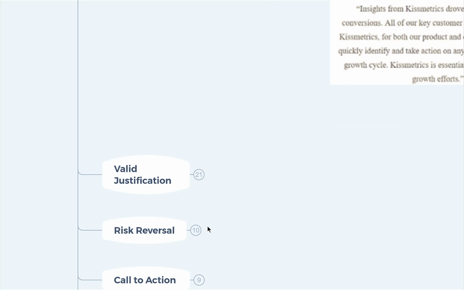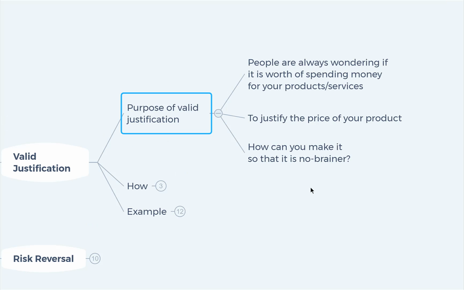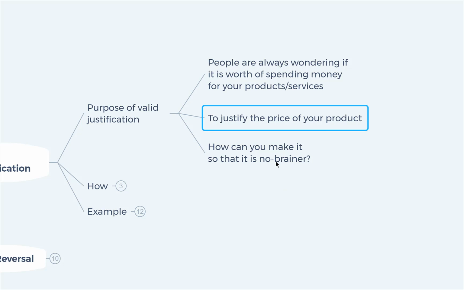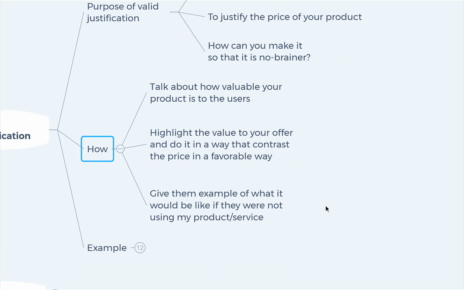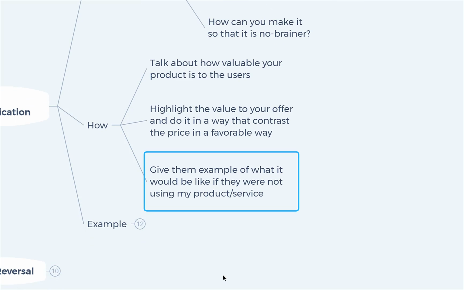Next, you are moving on to valid justification. People are always wondering if it is worth spending money on your product or services. The goal is to justify the price of your product. How can you make it a no-brainer to purchase it? How can you come up with this valid justification? It is also simple. Talk about how valuable your product is to your users. Highlight the value of your offer and do it in a way that contrasts the price in a favorable way. Give them an example of what it would be like if they were not using your product or services.